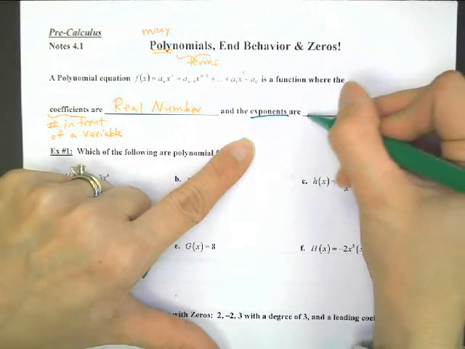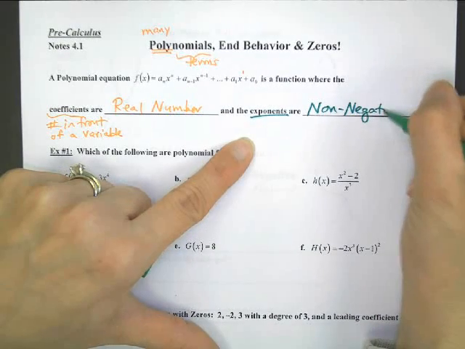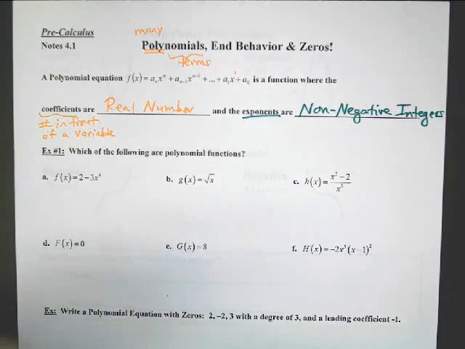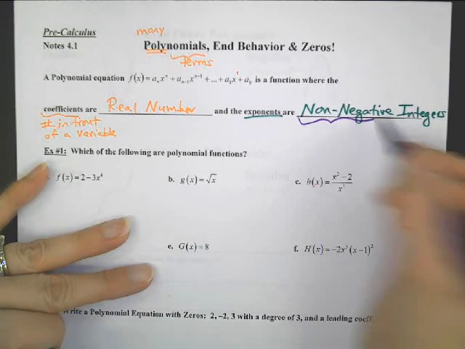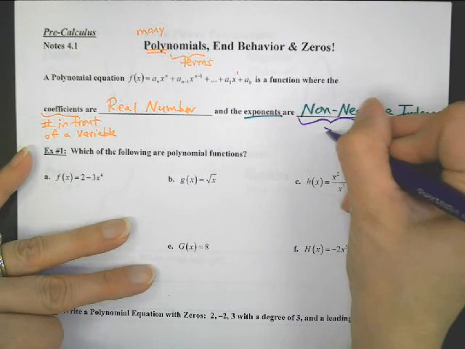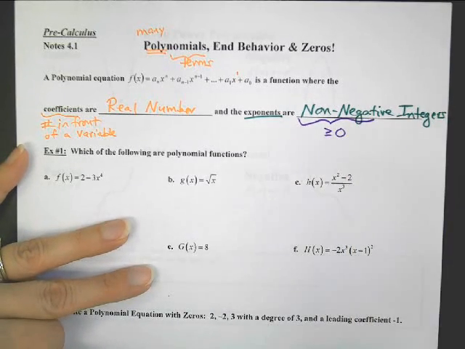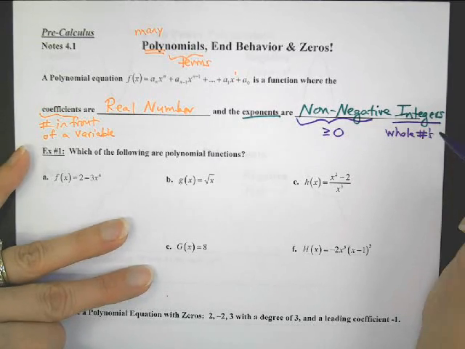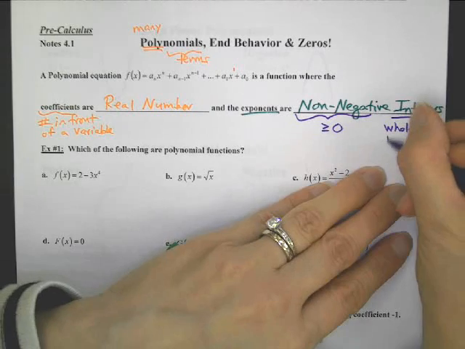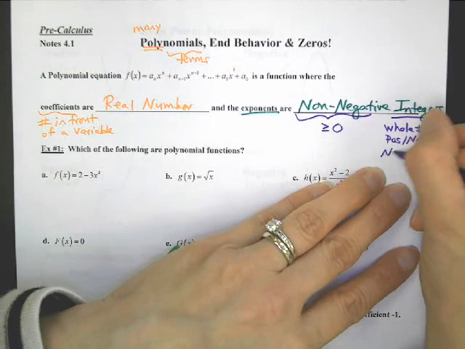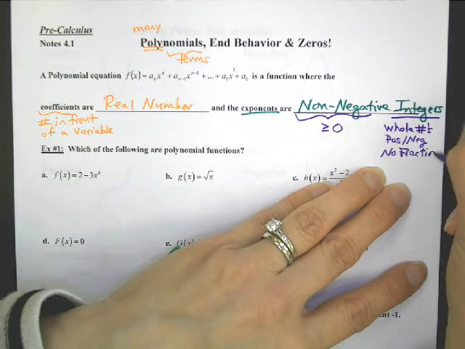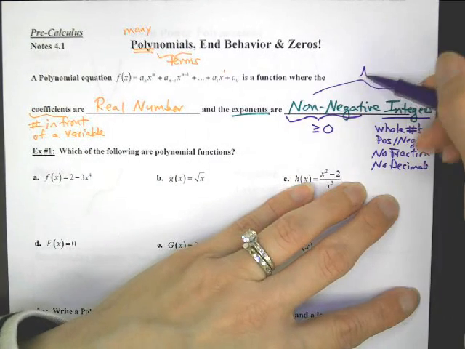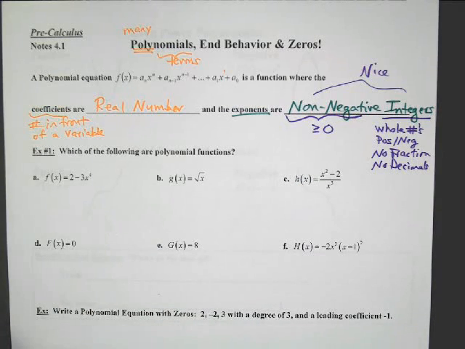The exponents have to be non-negative integers. And let's make sure we all understand what that's saying, okay? Non-negative means not negative, but you could be 0. So greater than or equal to 0, just not negative. You could be 0. And then what does integer mean? Integers are whole numbers. They could be positive or negative. No fractions, no decimals. Okay, so in other words, the exponents have to be nice.